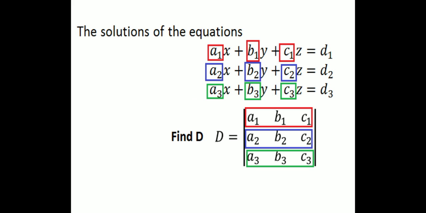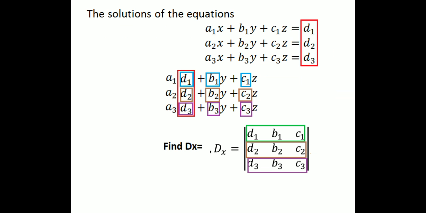See how to find d. We again consider the equations a1x plus b1y plus c1z is equal to d1, a2x plus b2y plus c2z is equal to d2, a3x plus b3y plus c3z is equal to d3. We just write the coefficients of x, y, z, that means a1, b1, c1, a2, b2, c2, a3, b3, c3, and take its determinant. Next, how to find dx?